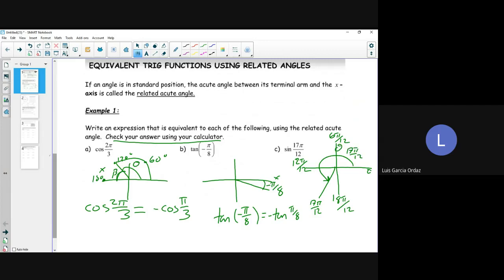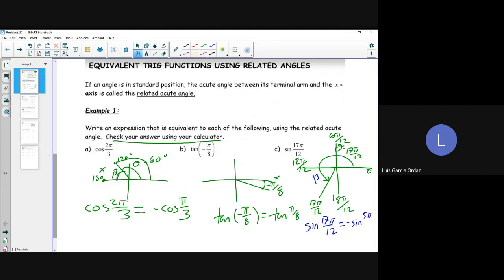So our theta is equal to 17 pi over 12. We have sine of 17 pi over 12 is equal to... Is sine positive or negative in this quadrant? Negative. So negative sine of... If this is 12 pi over 12 and this is 17 pi over 12, what would our acute angle be? 5 pi over 12? Yep.